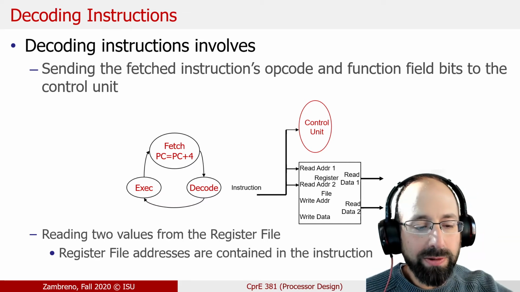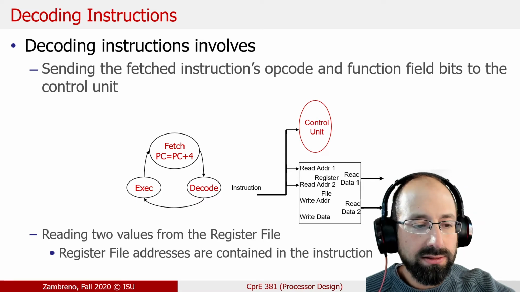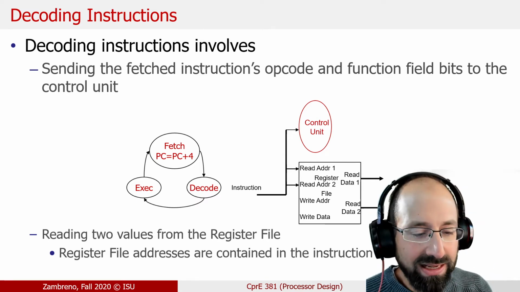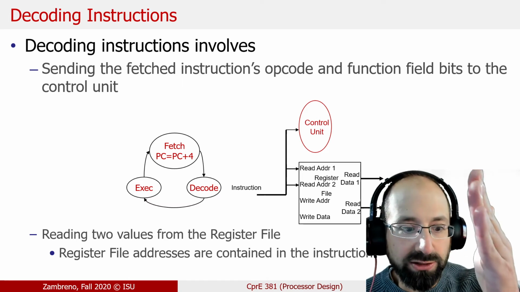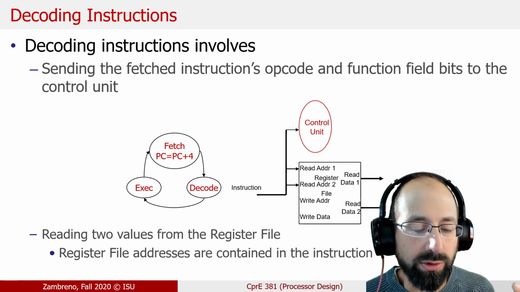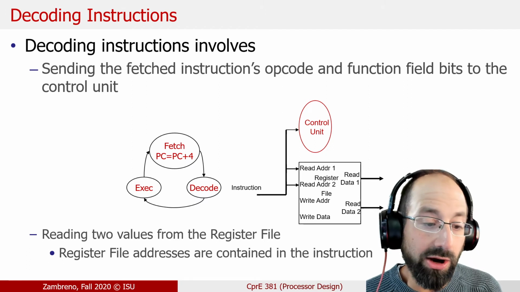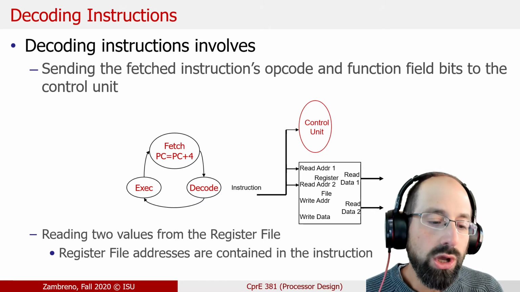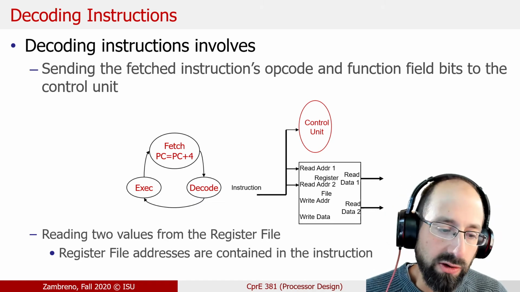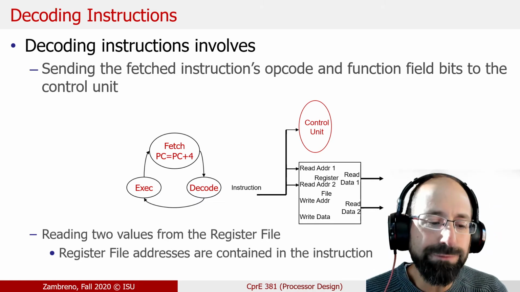If opcode equals all zeros, we know it's an R-type instruction. Consequently, reg write should be set to 1. But mem write should certainly be set to 0, right? We're definitely not writing to memory if it's an R-type instruction, and so forth for all of those fields we have.